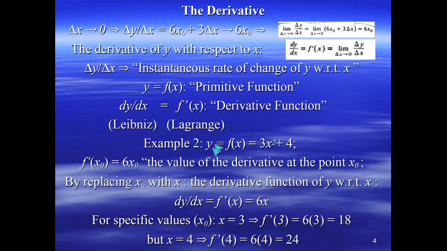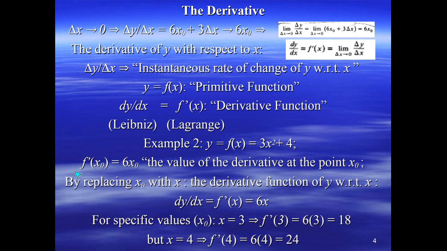You see? For instance, let's see this example 2. Y equals f of x equals 3x to the power 2 plus 4. A little bit different from the previous one. There it was minus 4, I guess, but it doesn't change. It's a quadratic function, a second degree function, a polynomial. All right, so y equals f of x equals 3x to the power 2 plus 4.